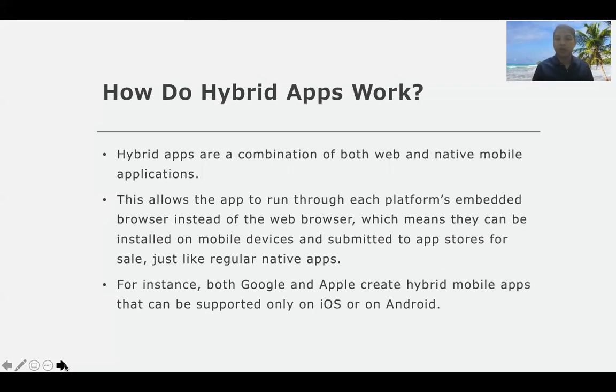How does a hybrid application work? This is actually a combination. A hybrid application is a combination of both web and native mobile application. So this is a comparison. Hybrid allows the app to run through each platform's embedded browser instead of a web browser, as a regular native application does. We have a few examples of that. Google and Apple have already created hybrid mobile applications that support only iOS or Android platforms.